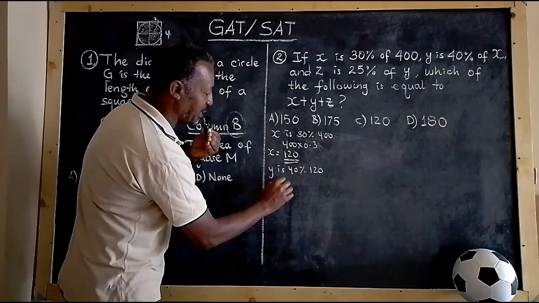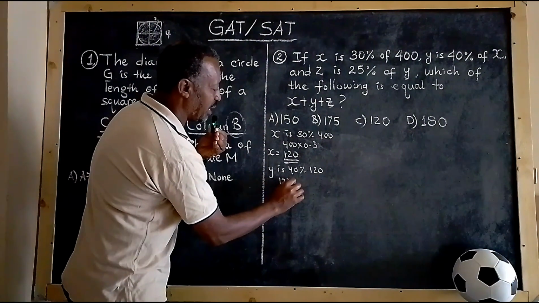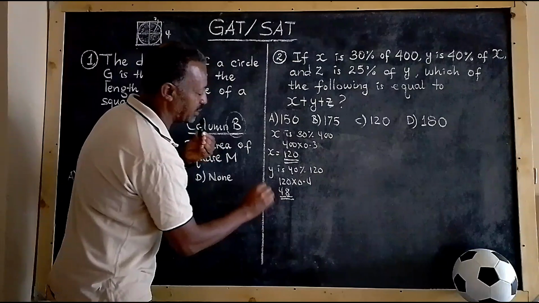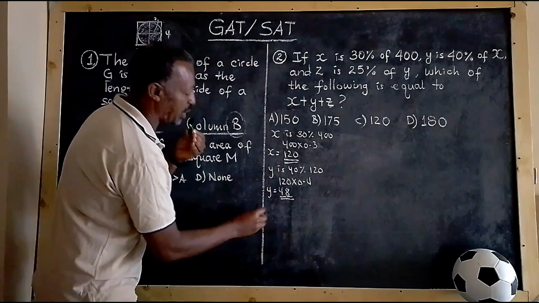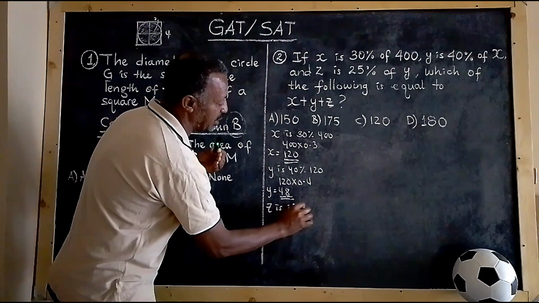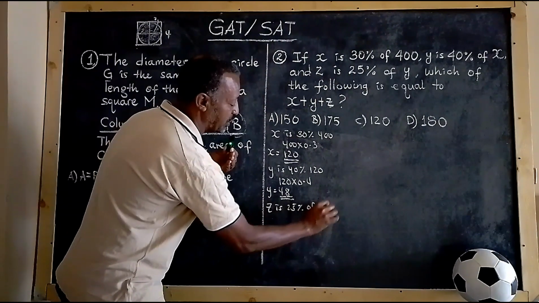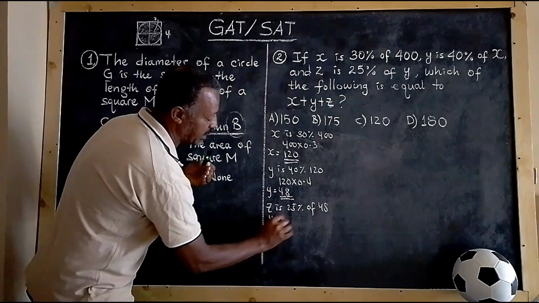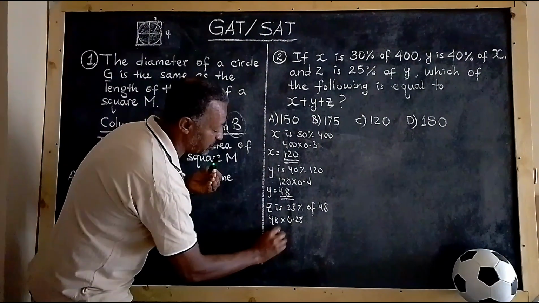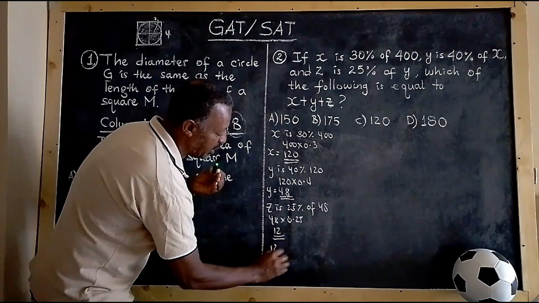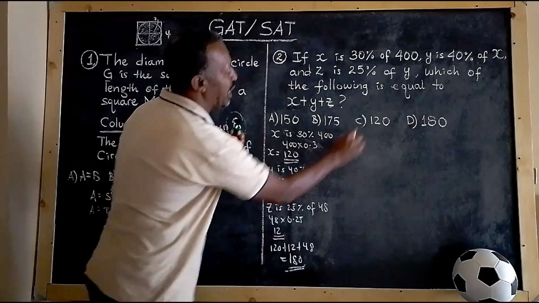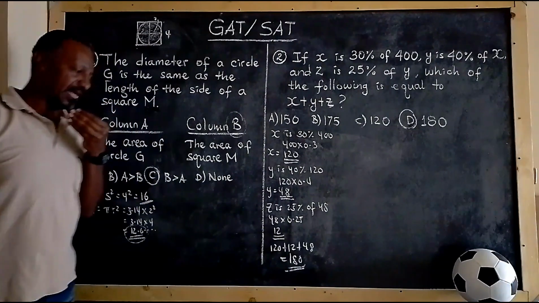So let's calculate. It's 120 times 0.4, right? Which means 48. So y is equal to 48. Let's talk about the next one. It says z is 25% of y, which is 48. So you can calculate that this is 48 times 0.25, which means one over 4 of 48, which is 12. So when you add 120 plus 12 plus 48, you can get 180. The answer is G, 180.